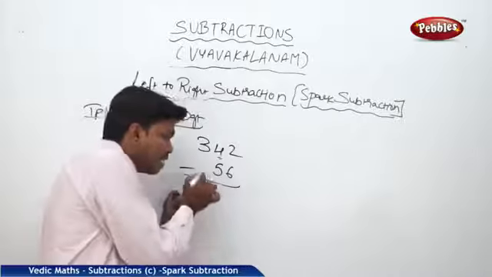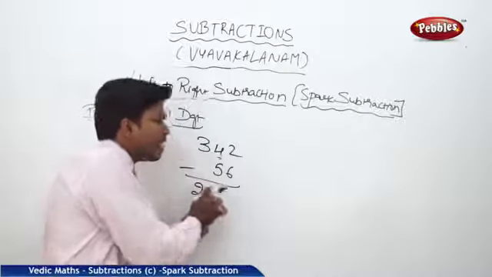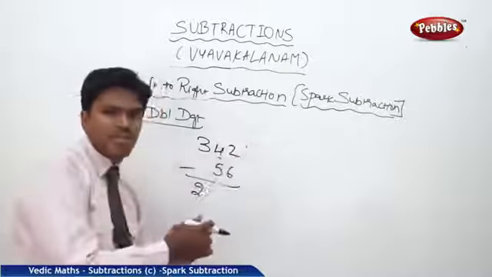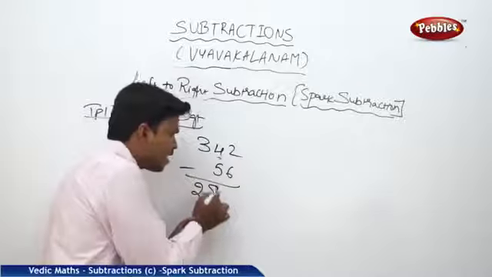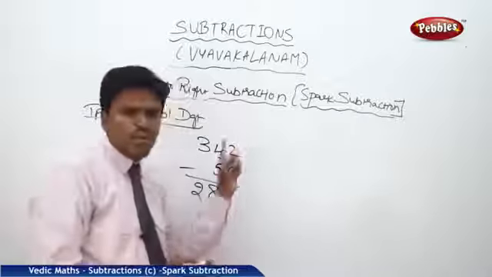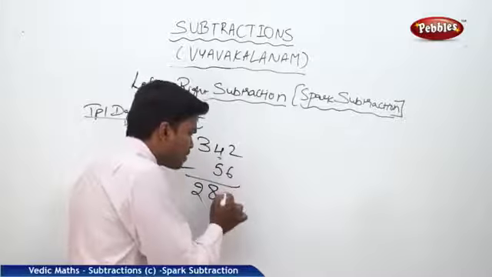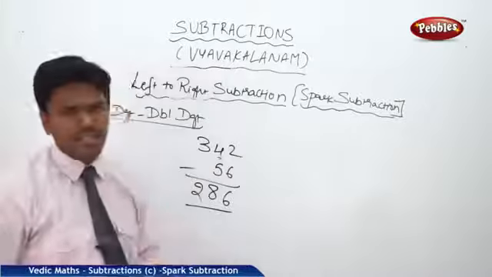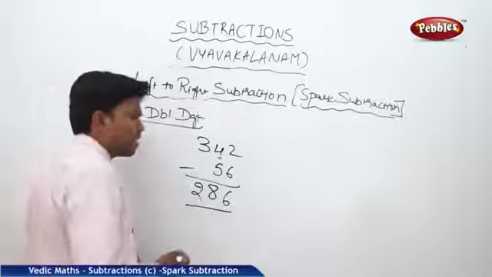But even before writing 9 here, again I will check whether the next numbers are mismatch or match. They are mismatched. So 9 becomes 8. Now 2, 6 mismatch. So 2 plus complement of 6, 4. So 2 plus 4, 6. My answer is 286. Once again, I repeat.